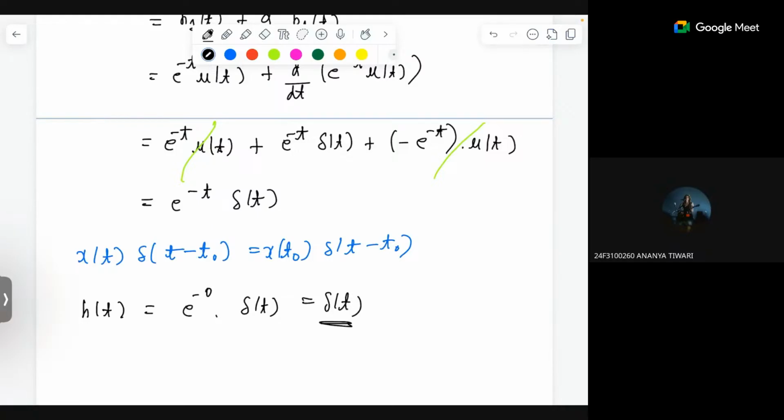Is this clear? How we got this? Yes, ma'am. Diksha, is it clear? Rohit? Rohit, is it clear or do you have some confusion?